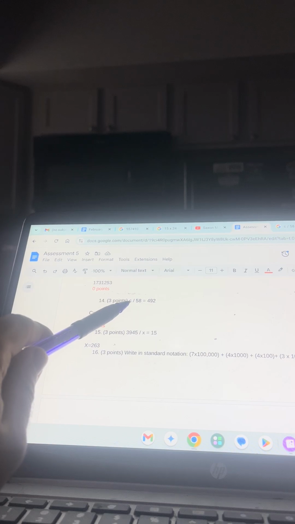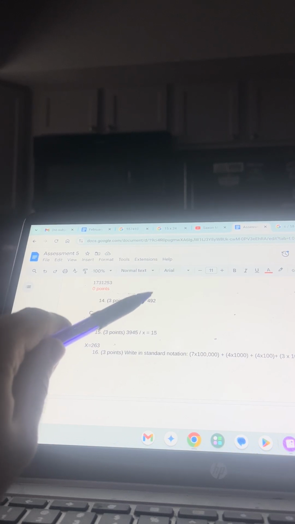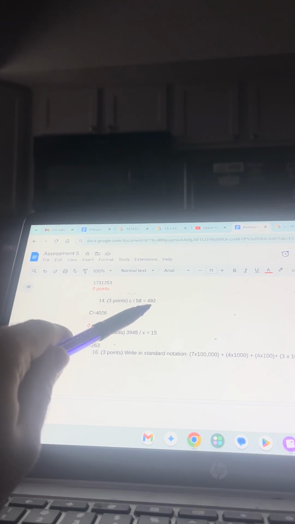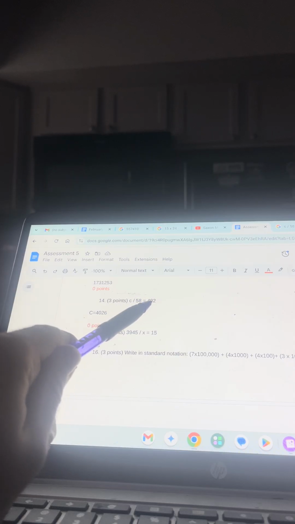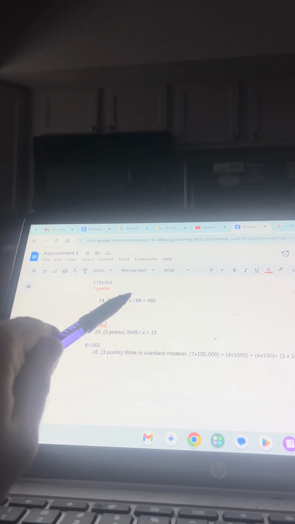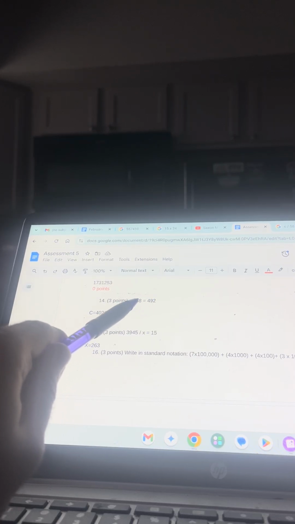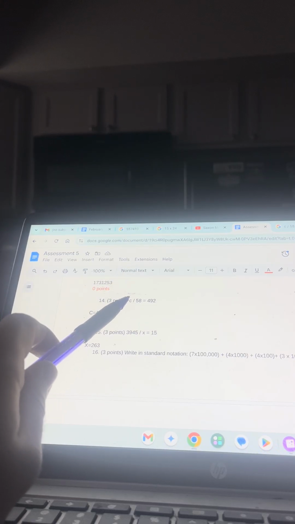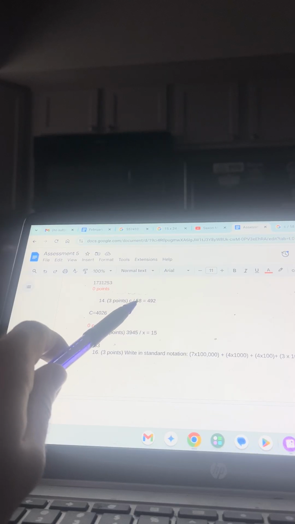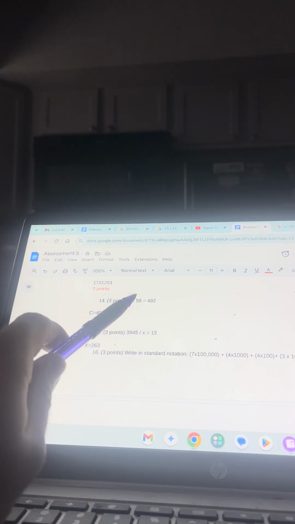What number divided by 58 equals 492? There's two ways you could look at this. You could either do 492 times 58 to get back to the original number, right? Because you're doing a number divided by 58 equals 492, which means 492 times 58 equals the number. Or, we're trying to get C by itself, remember? And right now it's being divided by 58, so it's not by itself on the left side of the equal sign. So you would have to multiply by 58, right?